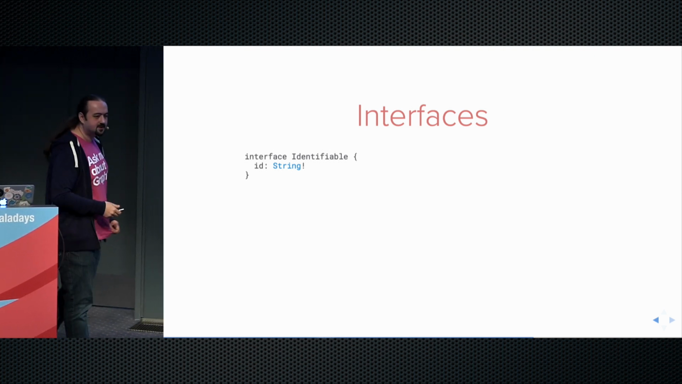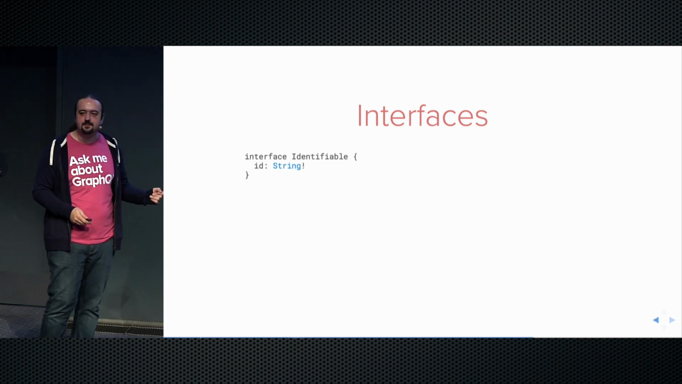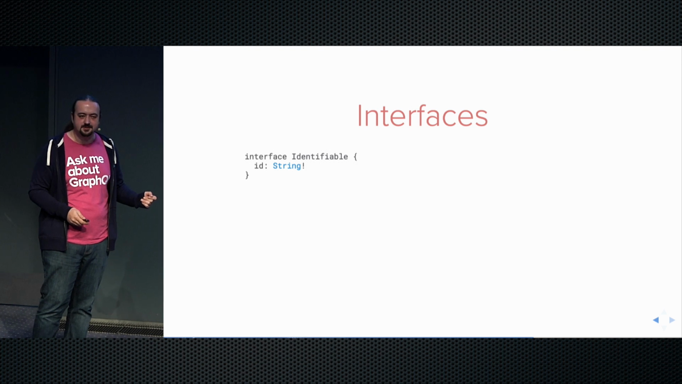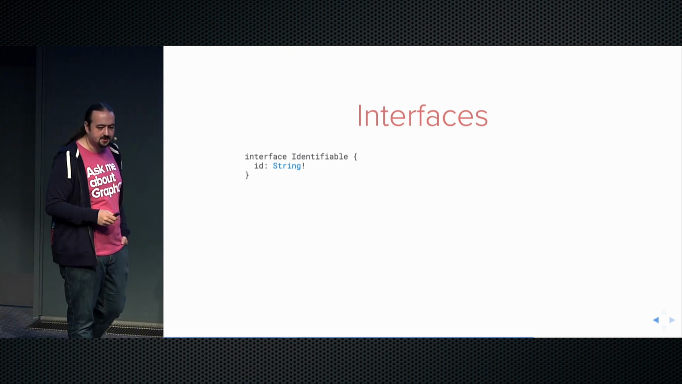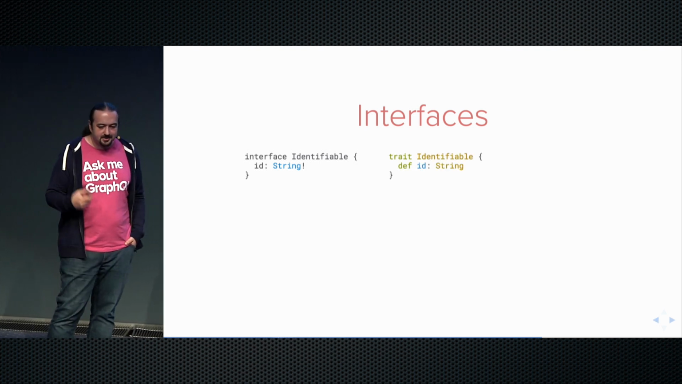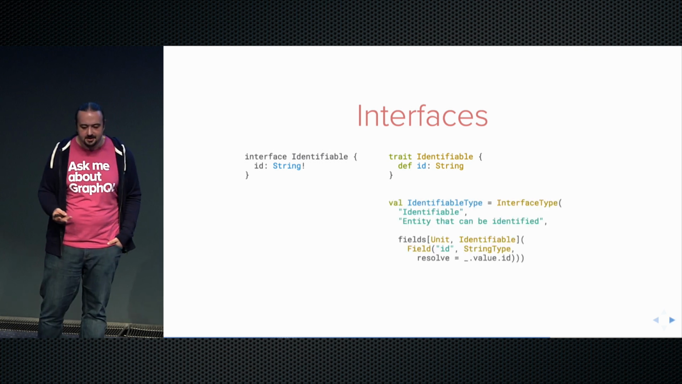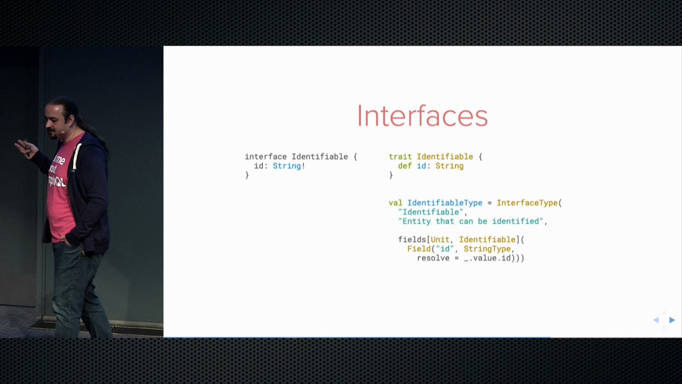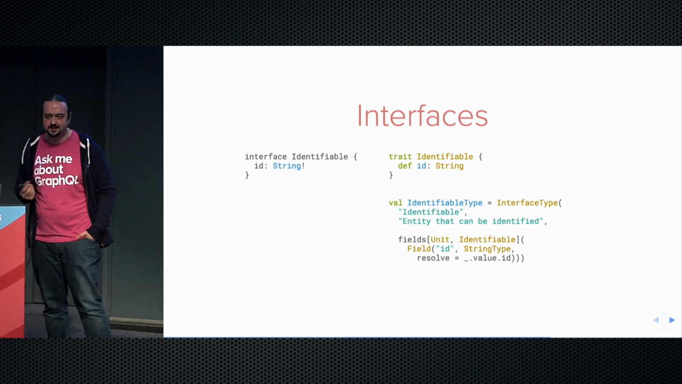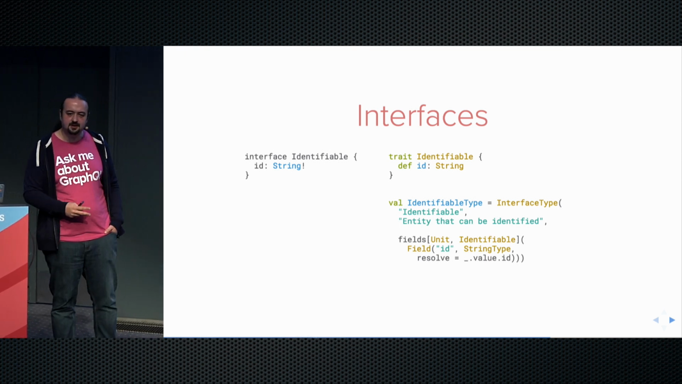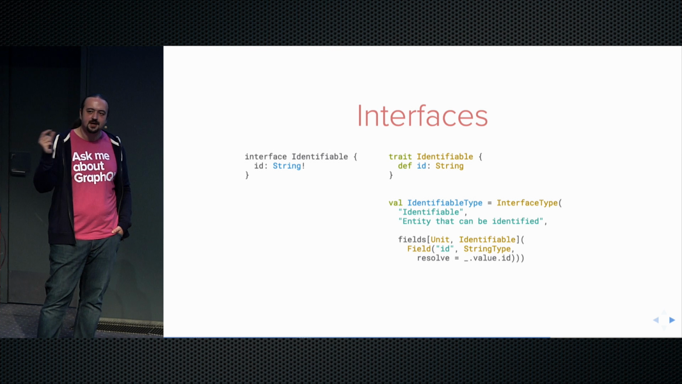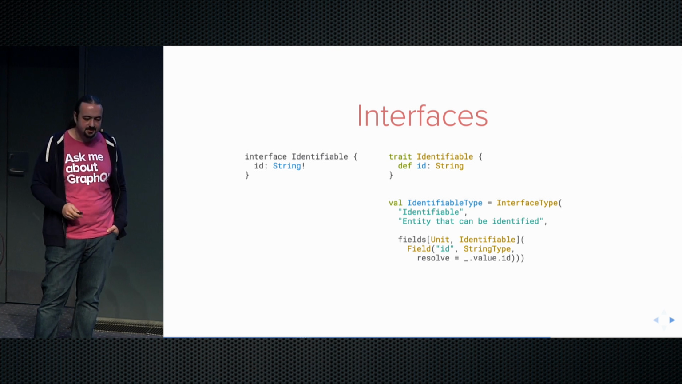GraphQL also has interfaces. In fact, it has interfaces and union types, something that hopefully we'll also get in the future in Scala. In Scala, you represent this as a trait, and when you expose it, you just define an interface type. The structure of this meta information is exactly the same as an object type, except you're using interface type instead of an object type. So nothing super exciting here.